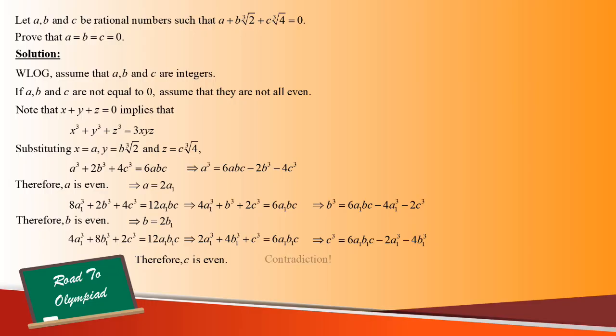Here we reach a contradiction, since our assumption suggests that a, b and c are not all even, and therefore this implies that a, b and c have no solutions other than the trivial solution, which in other words means a, b and c must all be equal to 0. And this marks the end of our solution.